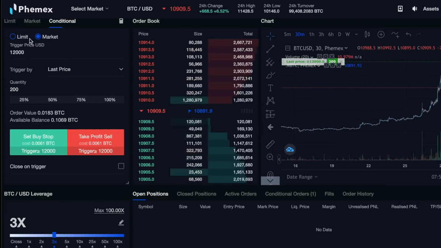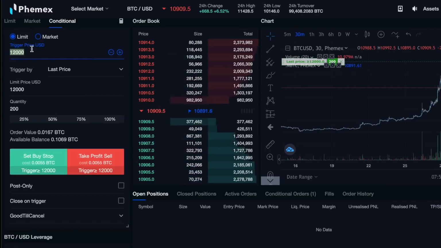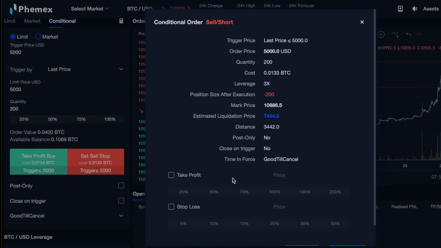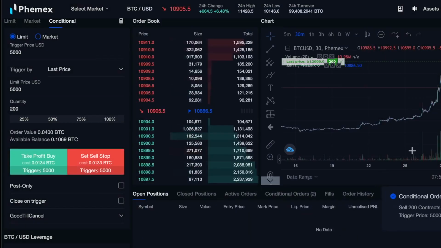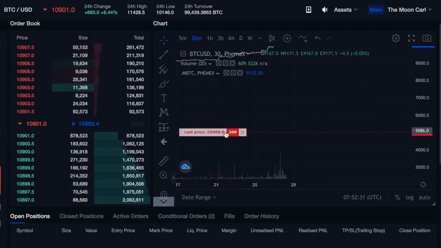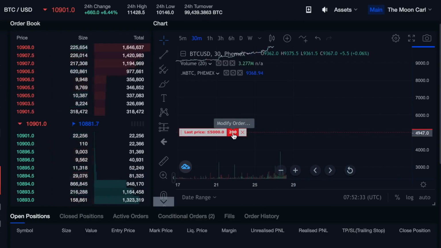The same goes for a short position. And let's do a limit short here. Let's say we want to short when Bitcoin goes below $5,000. We have to put this at the same 5,000. And we do 200 contracts. And then we click sell right there. We click confirm. And if we now zoom down here and look at this, we can see that we have a sell order down here at $5,000 for 200 contracts.